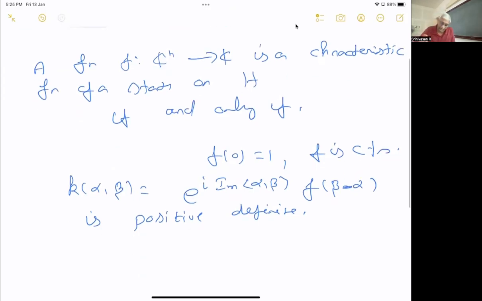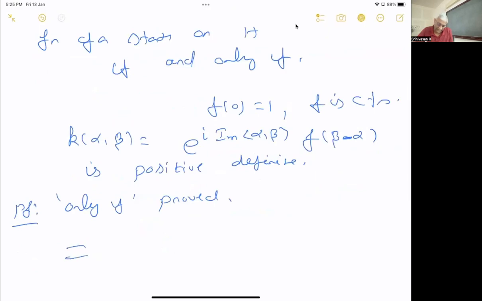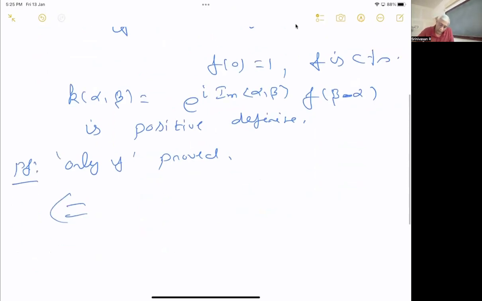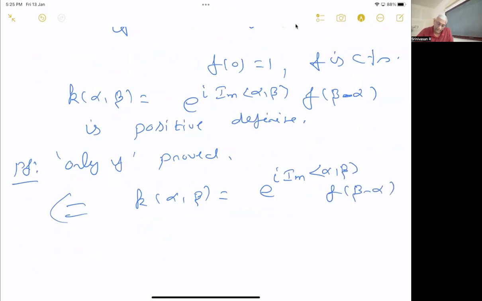So we have proved the only if part. If it is a characteristic function, then it satisfies this condition. So we have to prove this direction: if something satisfies this condition, then we have to get a state on that. So this function k of alpha beta equal to e power i imaginary part of alpha beta, f of beta minus alpha, is positive definite.